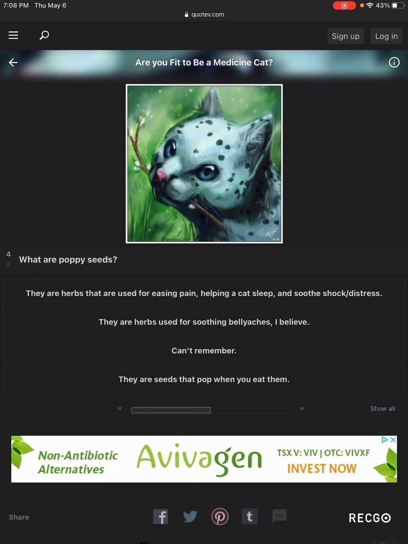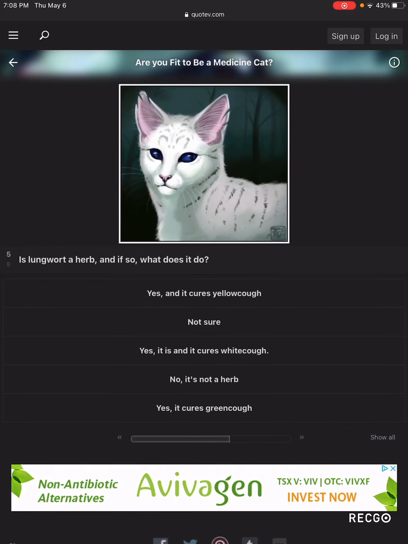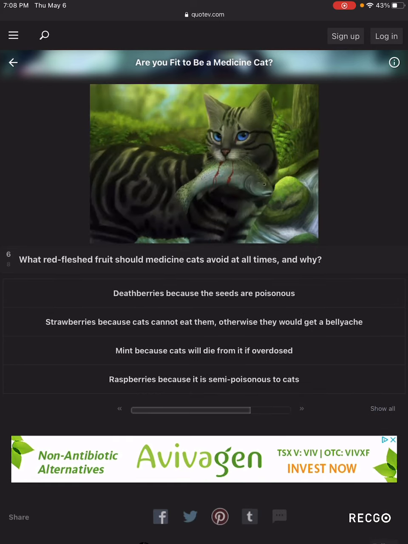What are poppy seeds? This is a basic one. Who would be like, they are seeds that pop when you eat them? They are herbs that are used for easing pain, helping a cat sleep, and soothe shock / distress. Is lungwort a herb, and if so, what does it do? Yes, and it cures yellow cough. That is my answer. What red flesh fruit should medicine cats avoid at all times, and why? Death berries, because the seeds are poisonous.